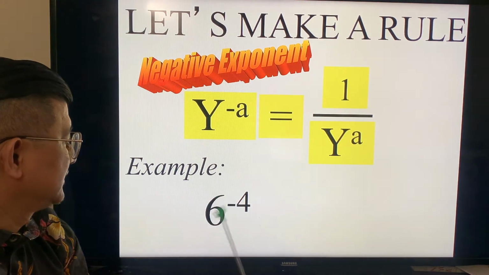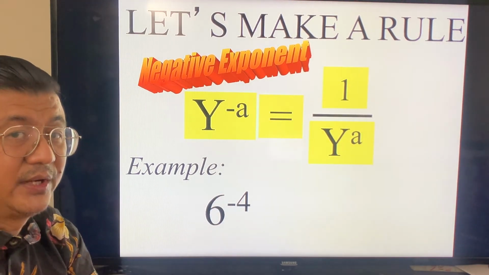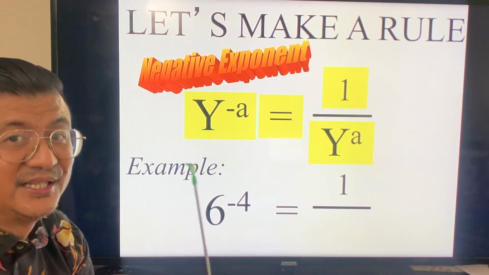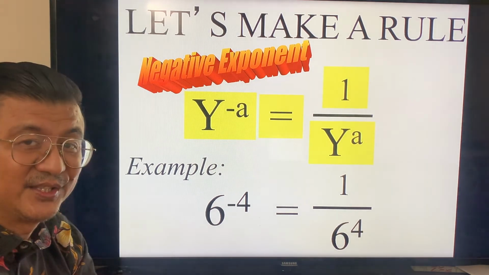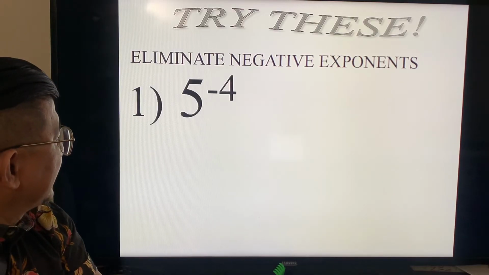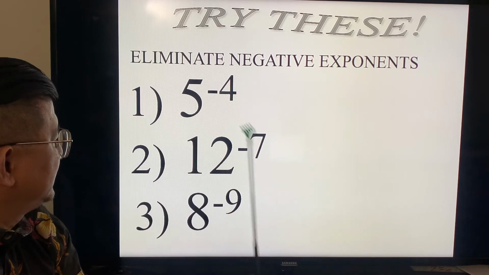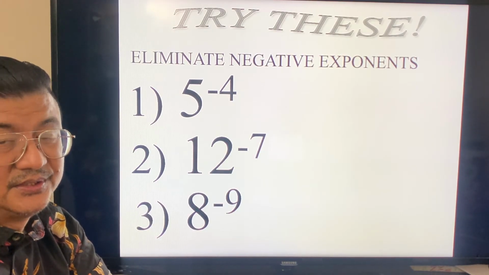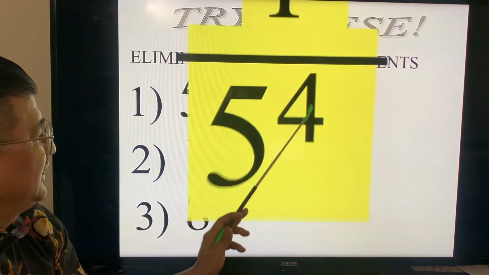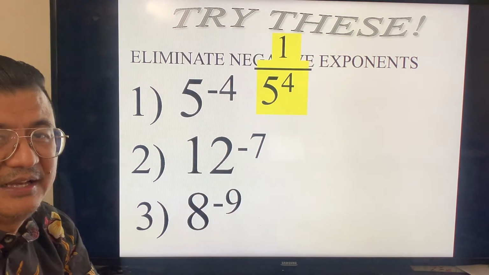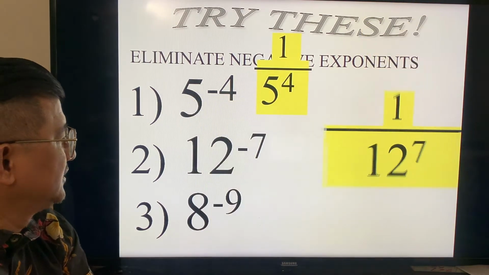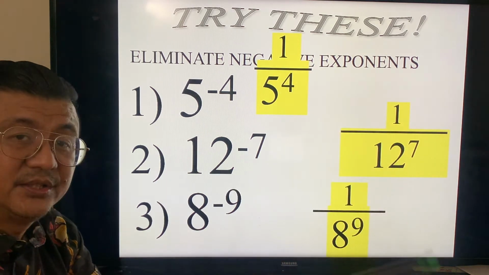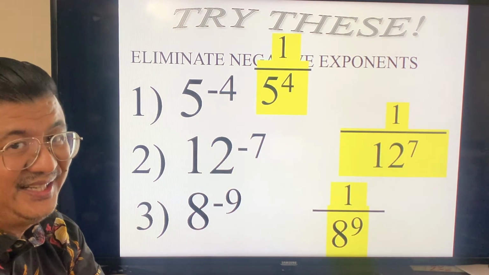For example, 6 to the negative 4th, what is on top? Yes, numerator is a 1, and the denominator is 6 to the 4th. Okay, you got it? Eliminate the negative exponents. I'll give you 3 questions here. Try it out first before I give you the answers. Ready? Okay. First one is 1 over 5 to the 4th. Correct. This becomes 1 over 12 to the 7th. Correct. This becomes 1 over 8 to the 9th. You got it. Good job.